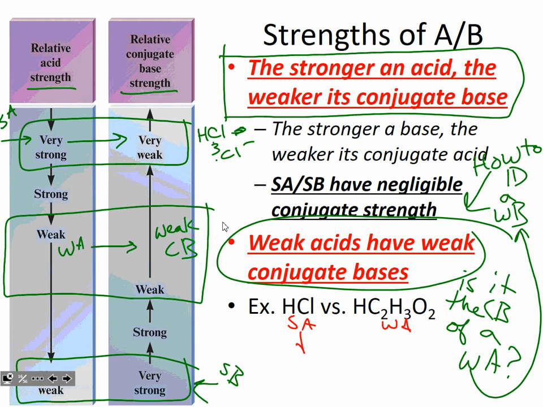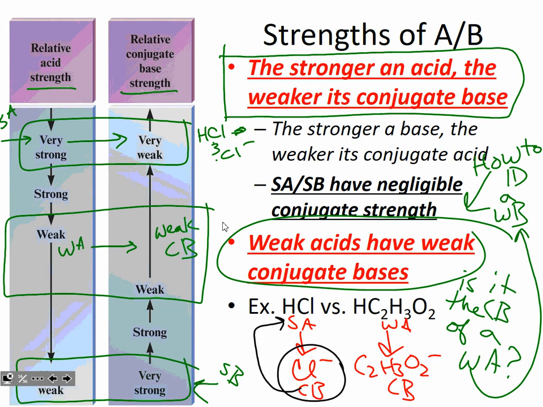What are the conjugate bases of these? Well, the conjugate base of hydrochloric acid is chloride. The conjugate base of acetic acid is the acetate ion, C2H3O2-. These are both conjugate bases because they are both what the acid turned into. However, chloride, being the conjugate base of a strong acid, is neutral. But the acetate ion, because it is the conjugate base of a weak acid, is in fact a weak base. This is how we will now identify weak bases: if it is the conjugate base of a weak acid.